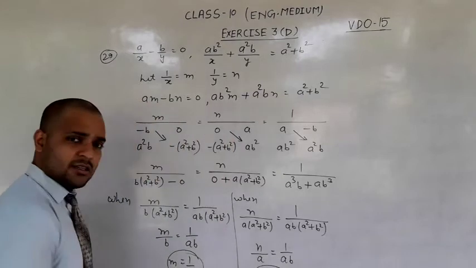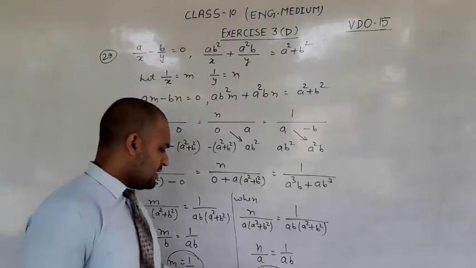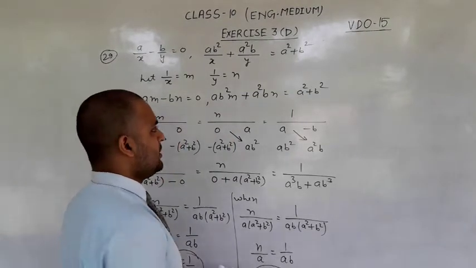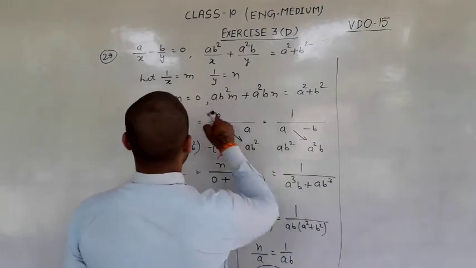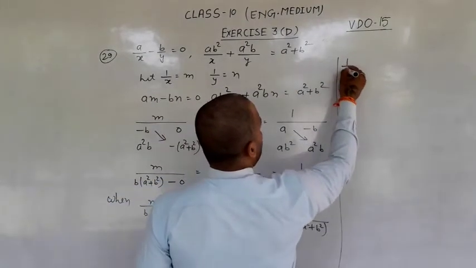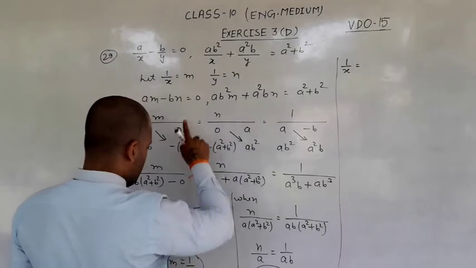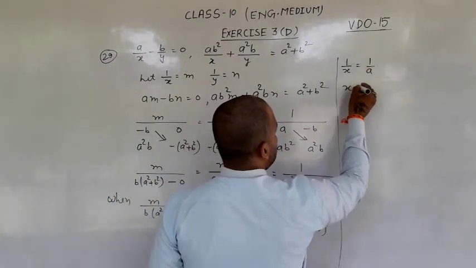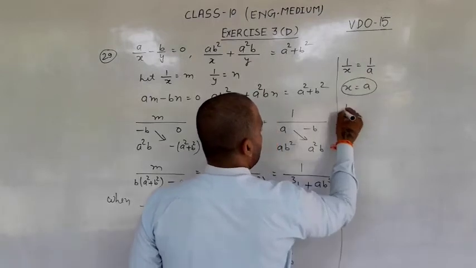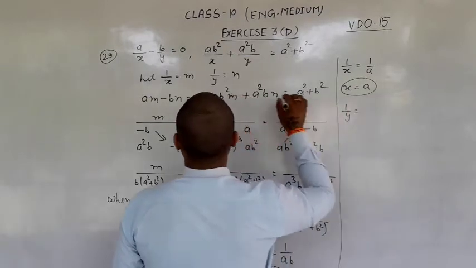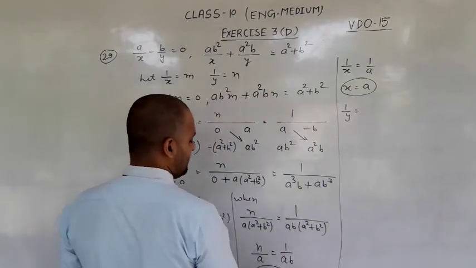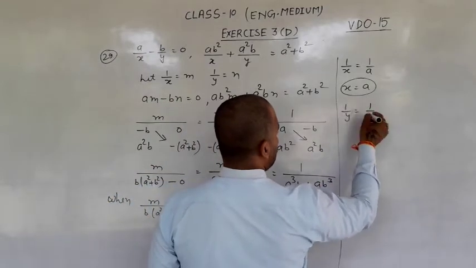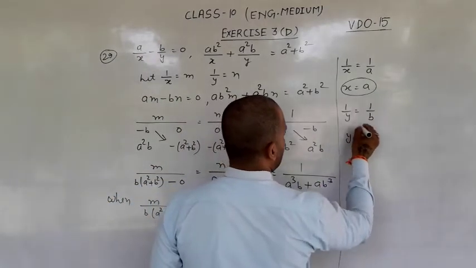Okay students? Here m is equal to 1 upon a, and n is equal to 1 upon b. Put the value of m and n here. So 1 upon x is equal to m, and the m value is 1 upon a. Cross multiplication, x is equal to a. 1 upon y is equal to n. The n value is 1 by b. Cross multiplication, y is equal to b.